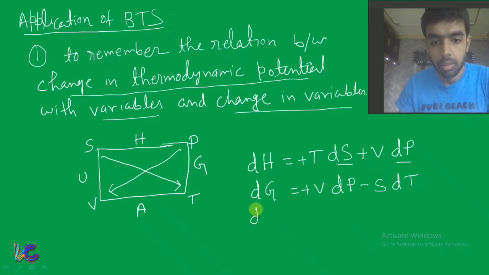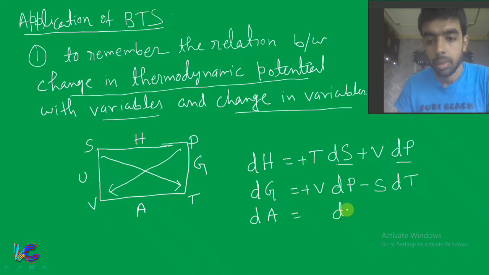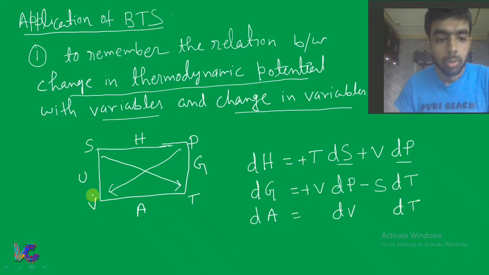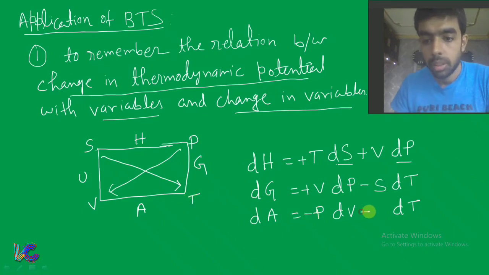So like this way you can do for dA also. So A is in between V and T. That means dV and dT. Okay. So for V, the arrow is coming closer to V. That means there will be a negative sign, and the arrow is coming from P. That means minus PdV. Now for T also, the arrow is coming closer to T. That means there will be a negative sign, and the arrow is coming from S. That means minus SdT. So dA is equal to minus PdV minus SdT.